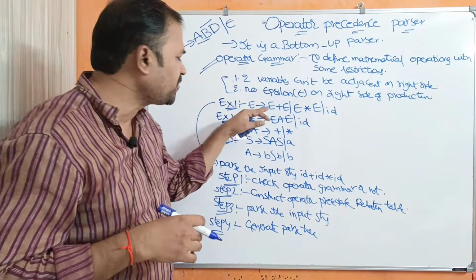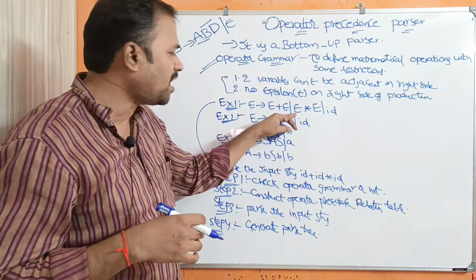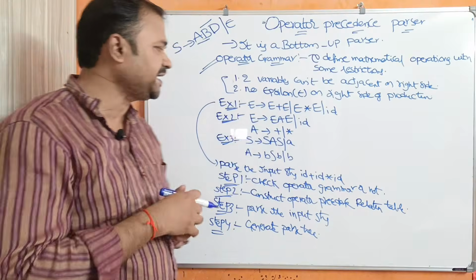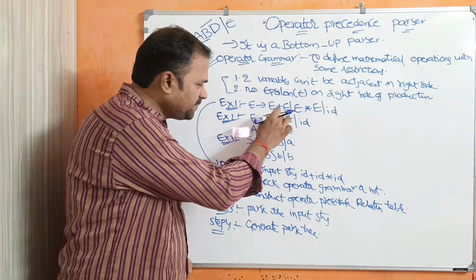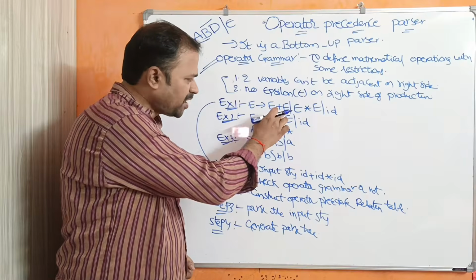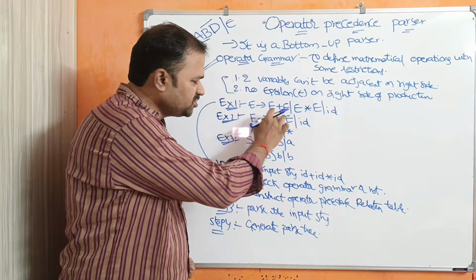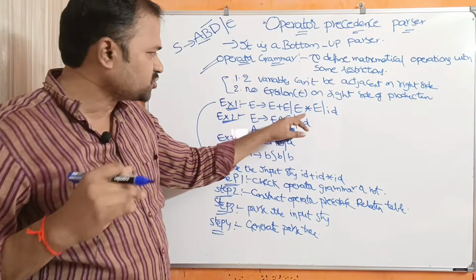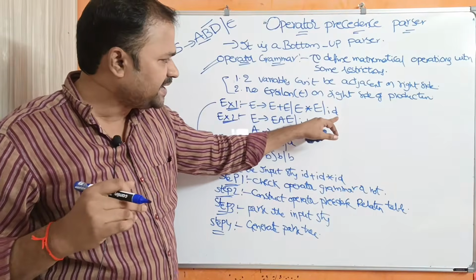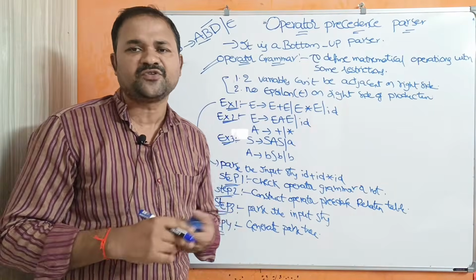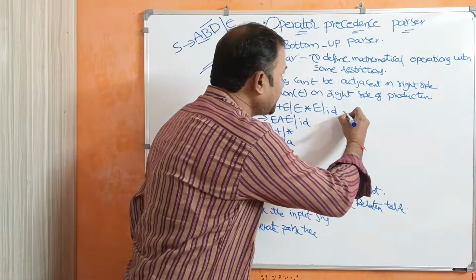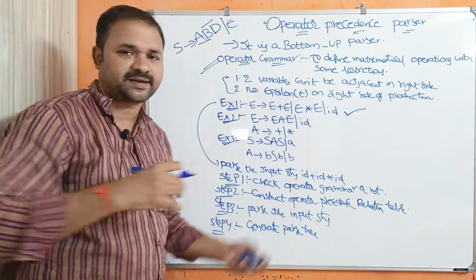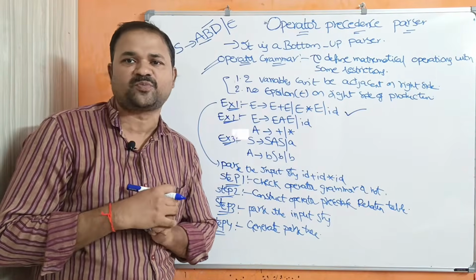First example, E produces E plus E or E star E or ID. If we observe this production, E plus E, there is no problem, since two adjacent variables are not there. Here also there is no problem. And for ID, we don't have any epsilon. So we can say that this is operator grammar. There is no problem here.